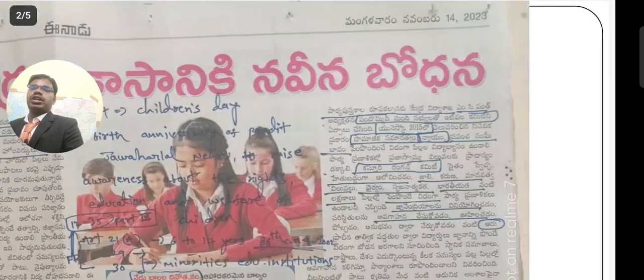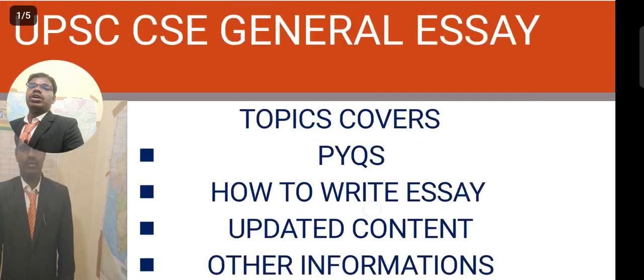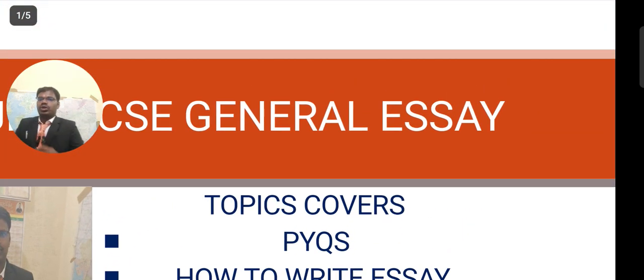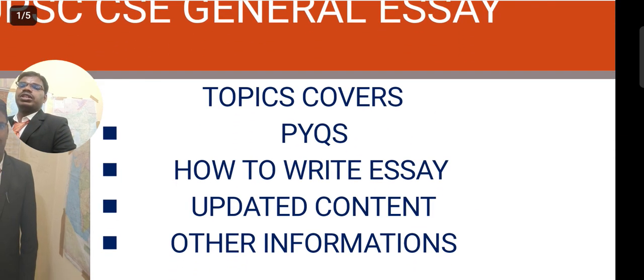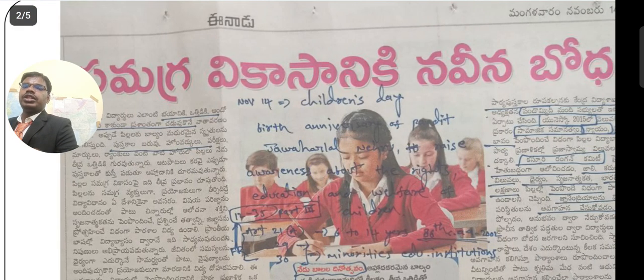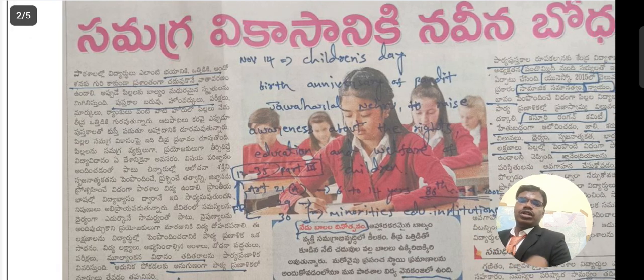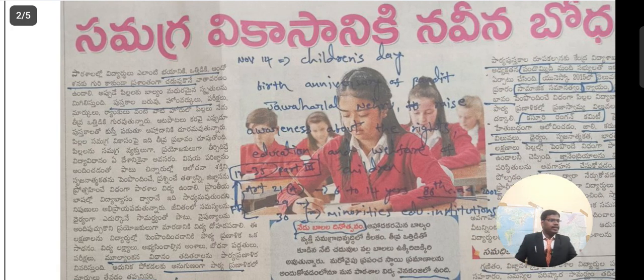Now we will start from the basic and the starting part. We will discuss all the ways: the introduction, how to write it, the body part, how we will write it, and the conclusion, how we will write it. Everything we will do right here. First of all, in the general essay, in the introduction part, what can be the content we have to write. Any question that comes from education, first of all you have to write one introduction. That's more than enough.